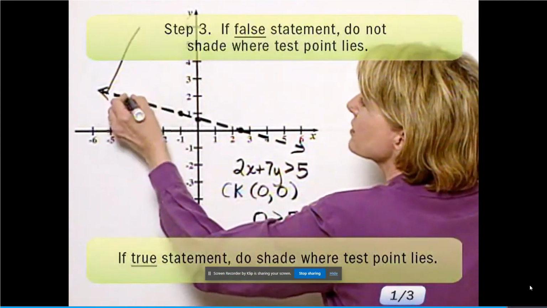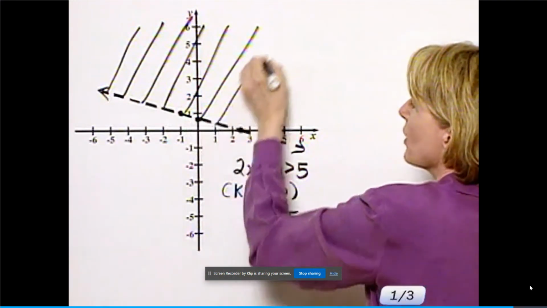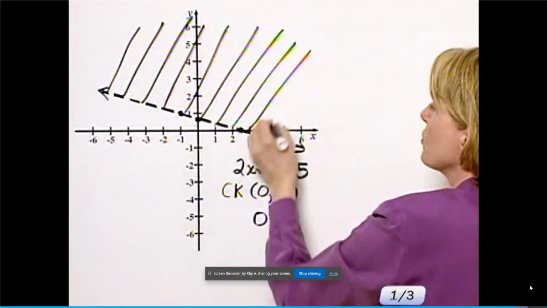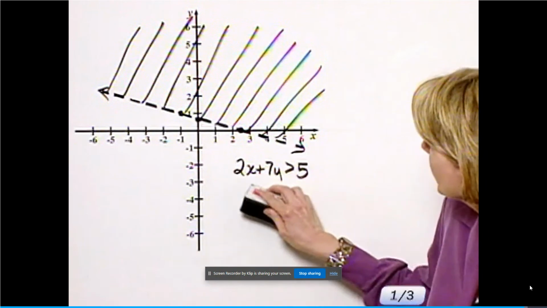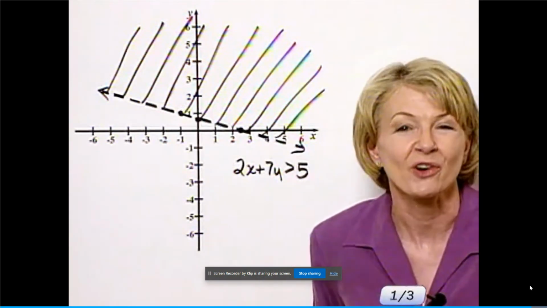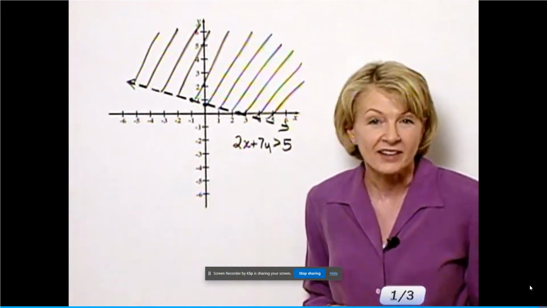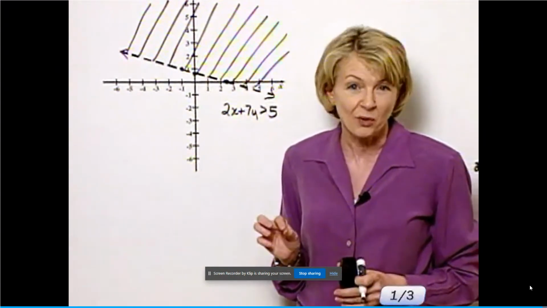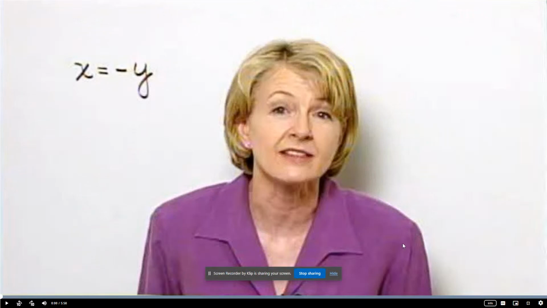So let's shade all the solutions. What I'm shading now is the graph of 2x plus 7y is greater than 5, and everything I've shaded, all of these points within the shaded region, those are ordered pair solutions of this inequality. All right, at this time, practice graphing linear inequalities in two variables. All right, that's it for this set, and then keep an eye open. The next slide will be 9.4 objective 2.